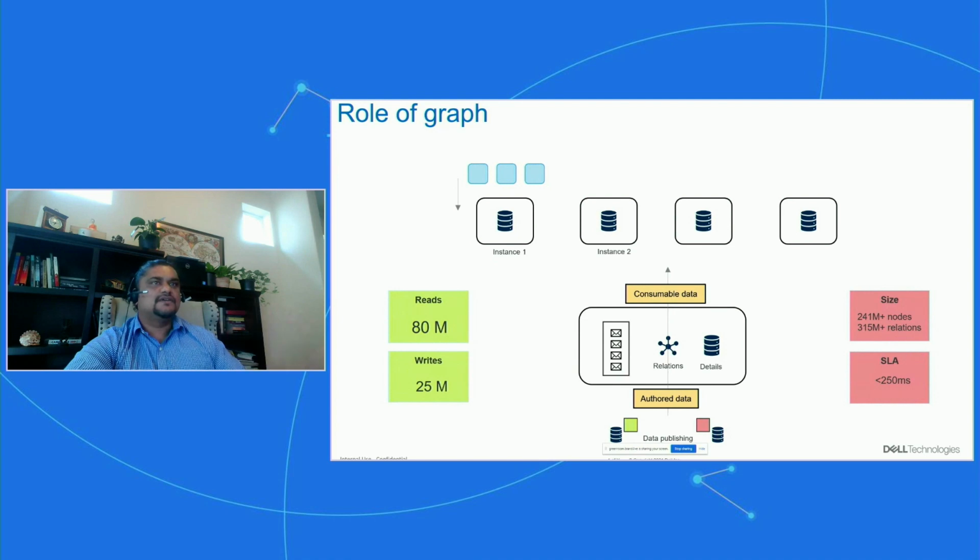Now, I've got some numbers for one of the systems that we have. These are very specific to the graph database alone. I'm not talking about the whole system. It handles about 80 million reads per day and 25 million writes. It does all of this under 250 milliseconds, and it houses 241 million plus nodes and 315 million plus relations.